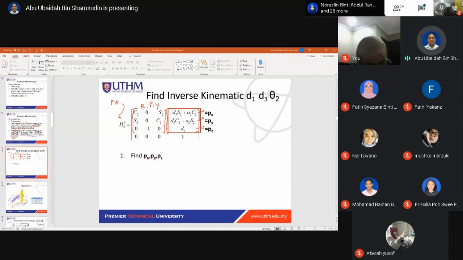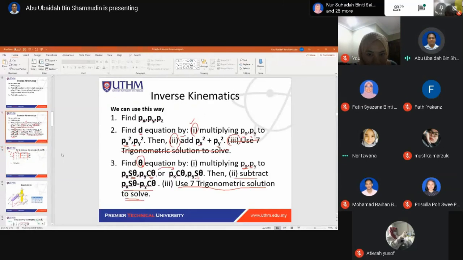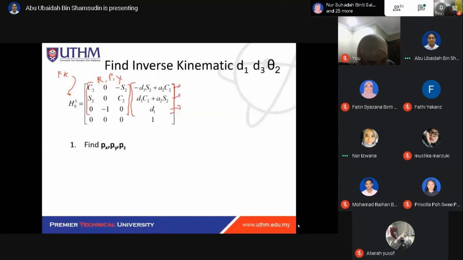So this time kita ambil Nur Izwana pula eh. Nur Izwana, can you tell me, oh sorry, tak ada jawapan dah eh. Can you tell me what is this part here? Yeah. What is this part here? Directional. Okay, good. Very good.